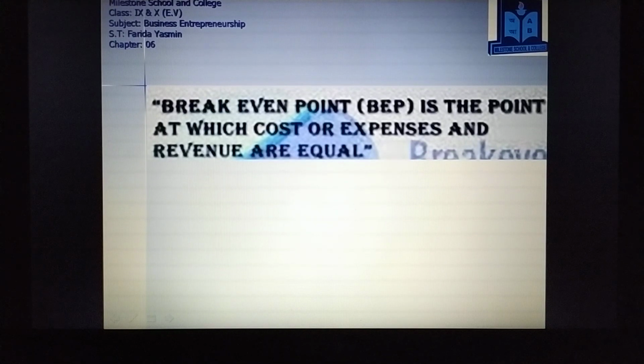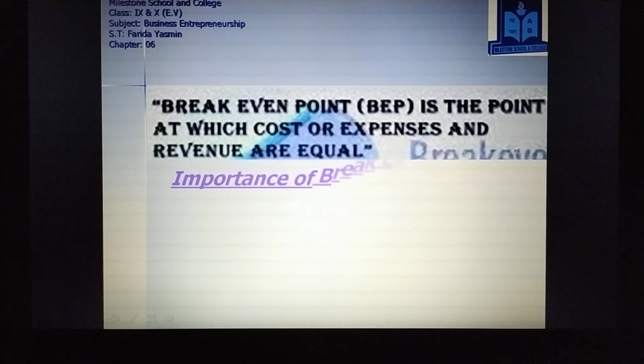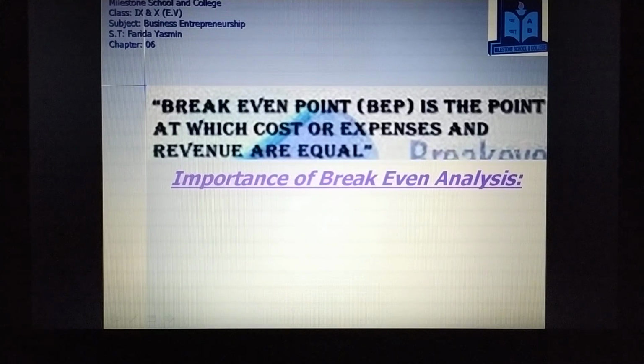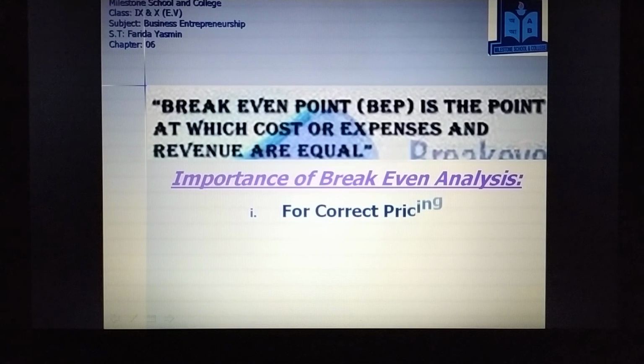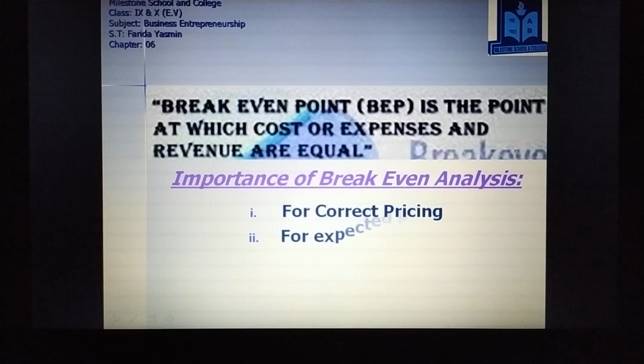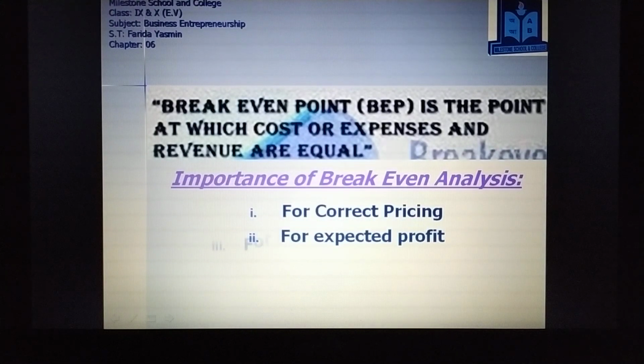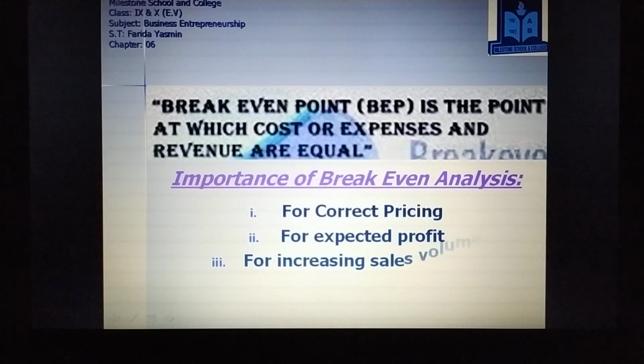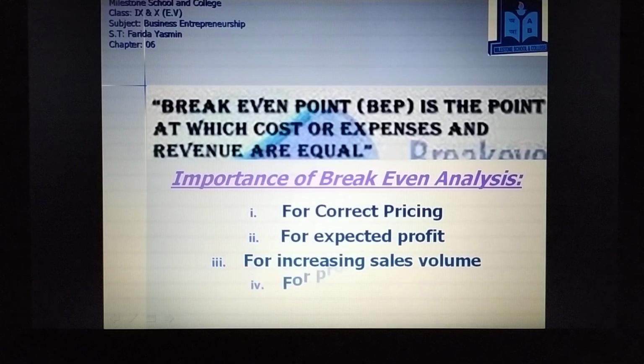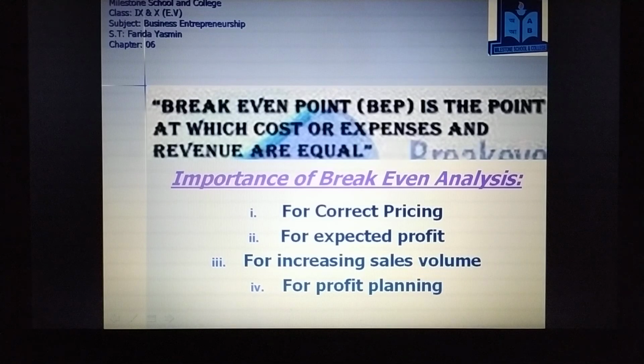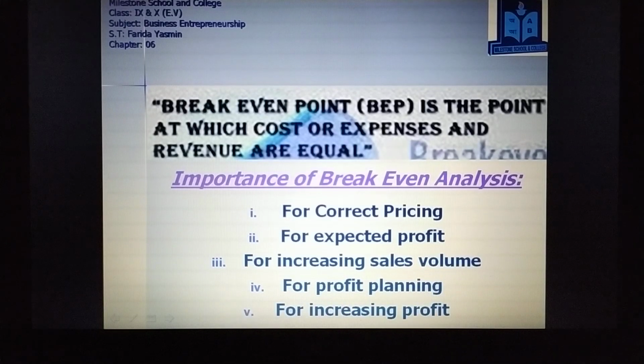Now, the importance of the break-even point. Why do we have to calculate break-even, or what is the importance of break-even analysis? Number 1, for correct pricing. Number 2, for expected profit. Number 3, for increasing sales volume. Number 4, for profit planning. Number 5, for increasing profit.